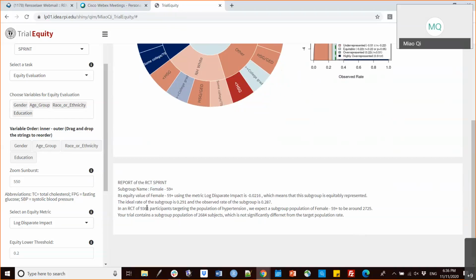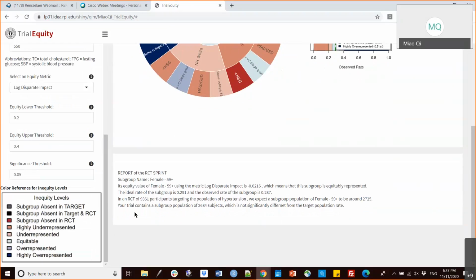So in a randomized clinical trial like the SPRINT, which has 9361 participants targeting the population of hypertension, we expect this subgroup to have around 2,725 people, but your trial contains a subgroup of 2,684, which is not significantly different from the target population rate, so it's equitably represented.